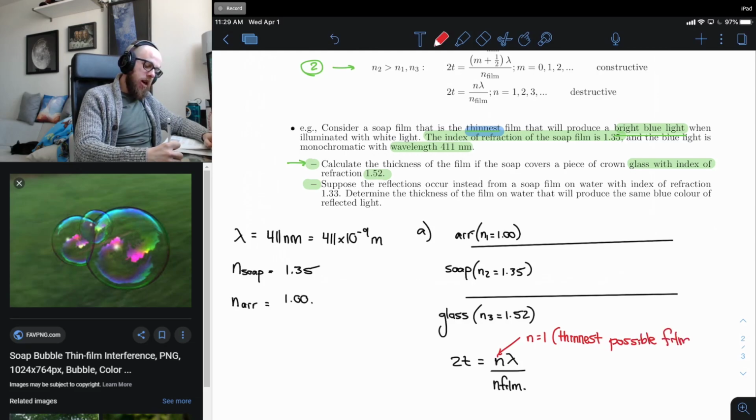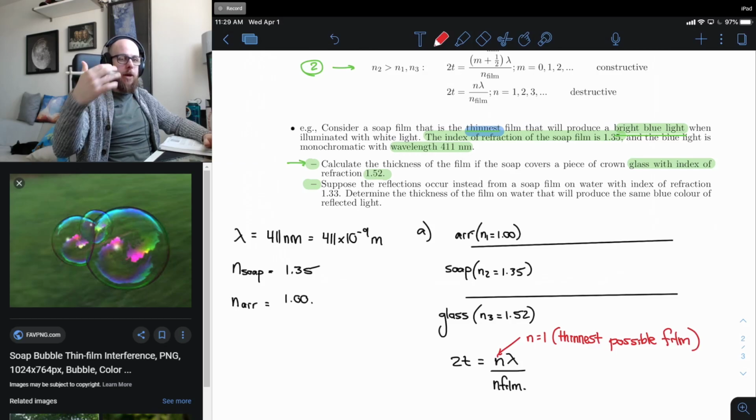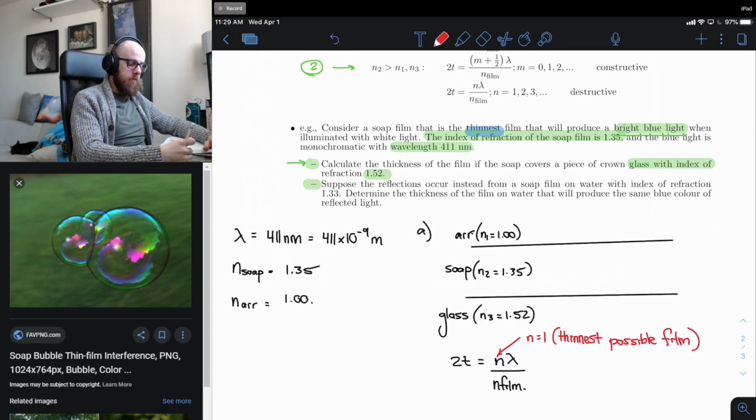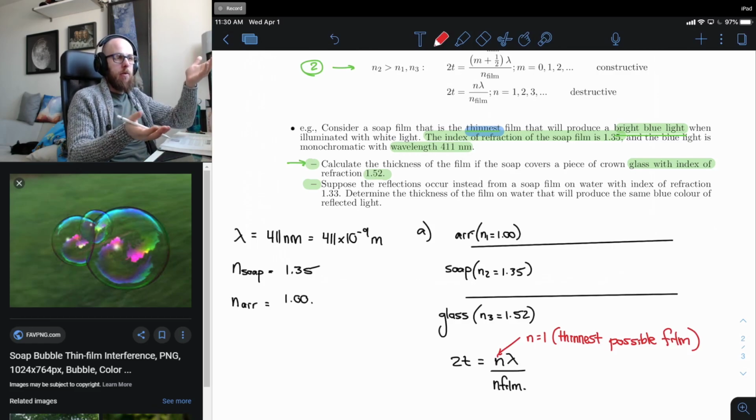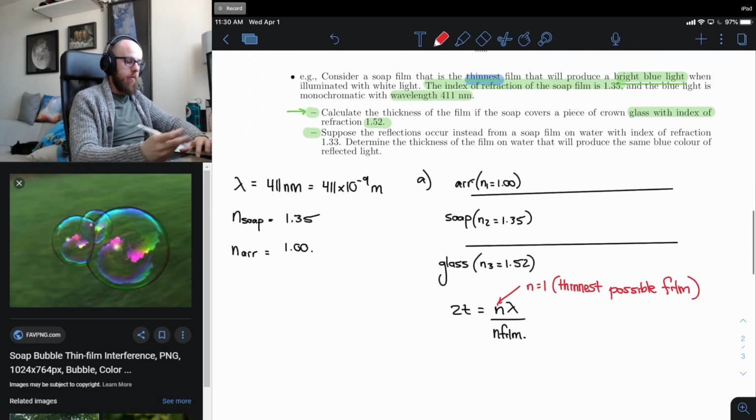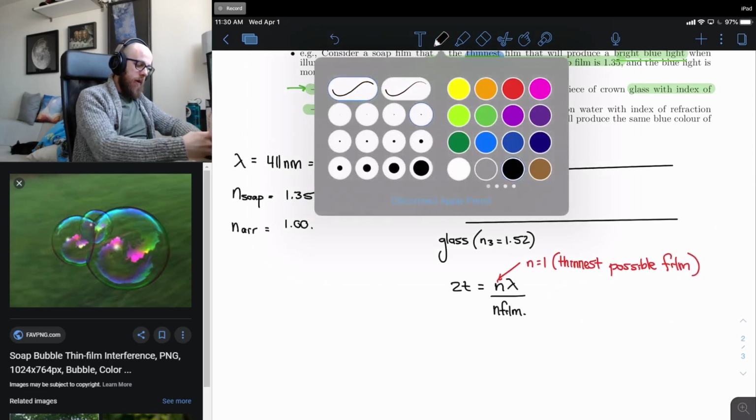Essentially there could be multiple different thicknesses that would generate a blue light, but we're looking for the thinnest possible film. So we set n equal to 1, because if n was equal to 2 or 3 or 4, this equation would result in t being a bigger value as well. If n is bigger, t gets bigger, but we're looking for the thinnest possible film. So now we have everything we need.